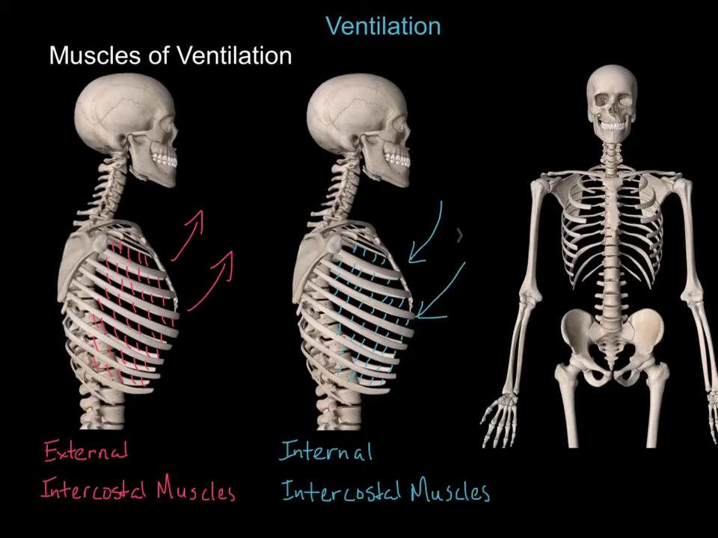The last muscle is a dome-shaped muscle that sits between the thoracic cavity and the abdominopelvic cavity. The name of this muscle is the diaphragm. When the diaphragm contracts, it moves from being a convex-shaped muscle to a flat muscle.